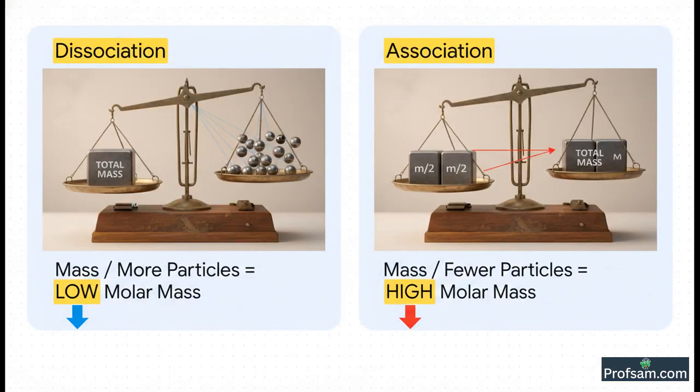So here is the most crucial point to remember for your exams. When dissociation happens, there are more particles. This leads to an abnormally low measured molar mass. Why? Because the total mass is now divided among more particles. And when association happens, there are fewer particles. This leads to an abnormally high measured molar mass, because the same mass is divided among fewer but larger particles.